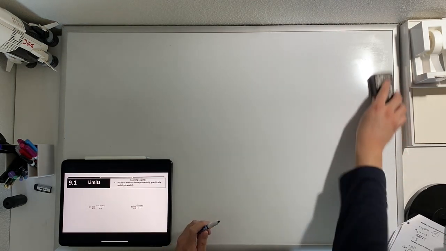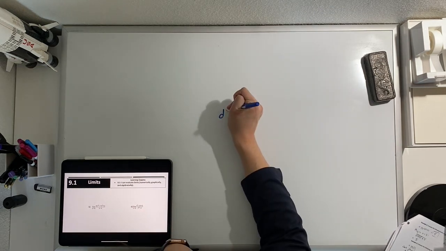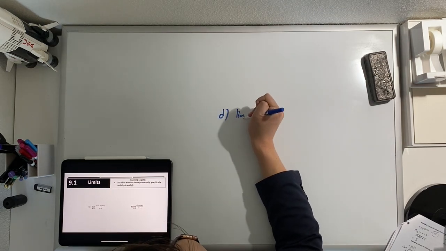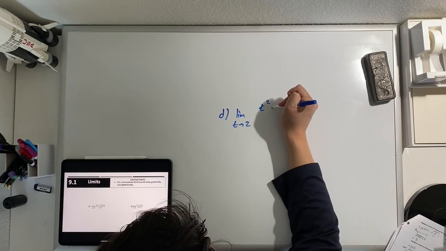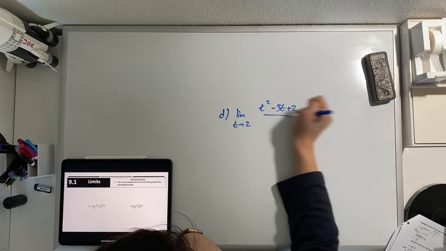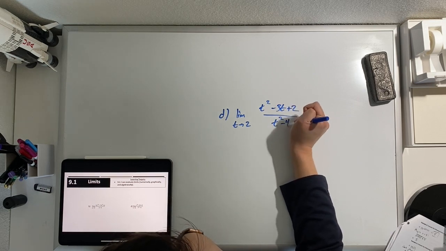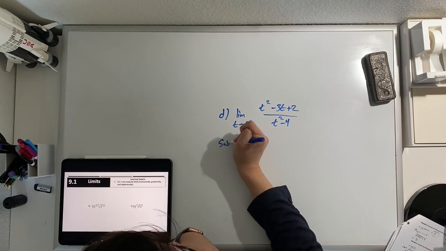All right, last practice problem in your notes. And this is the limit as t approaches 2 of t squared minus 3t plus 2 all over t squared minus 4. Now, we can try substitution.